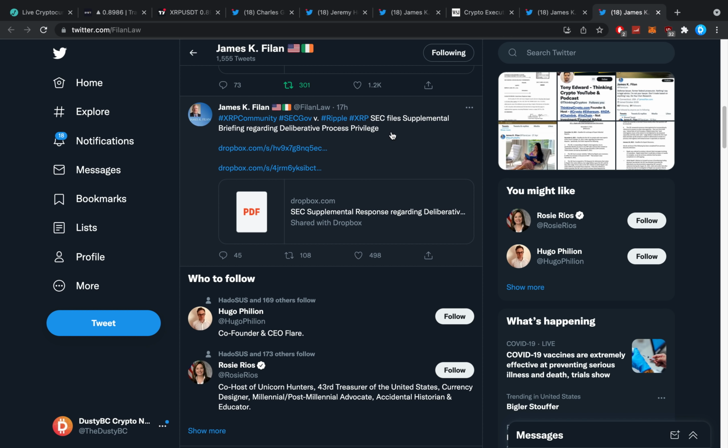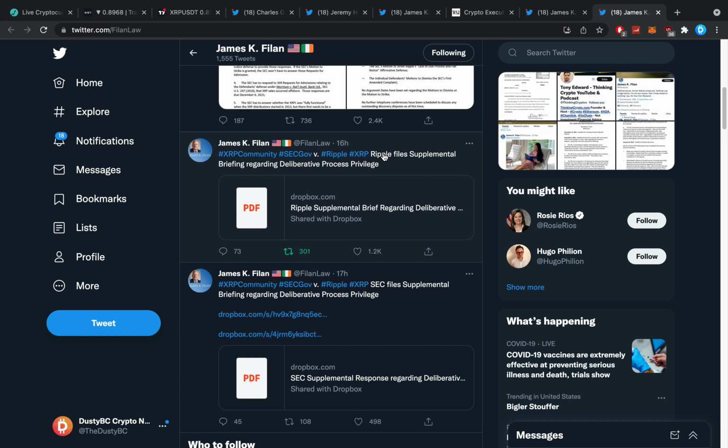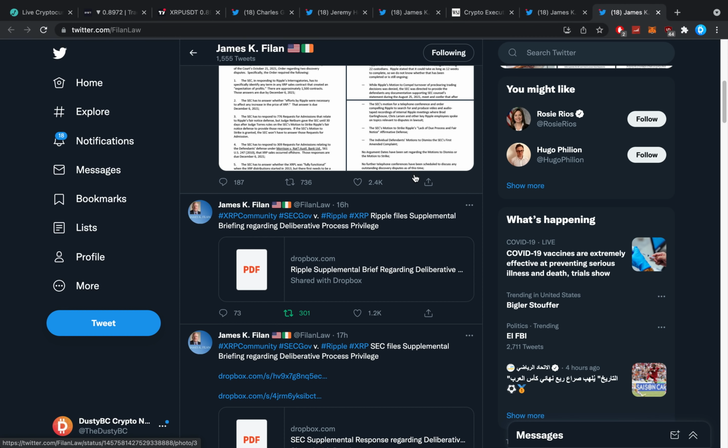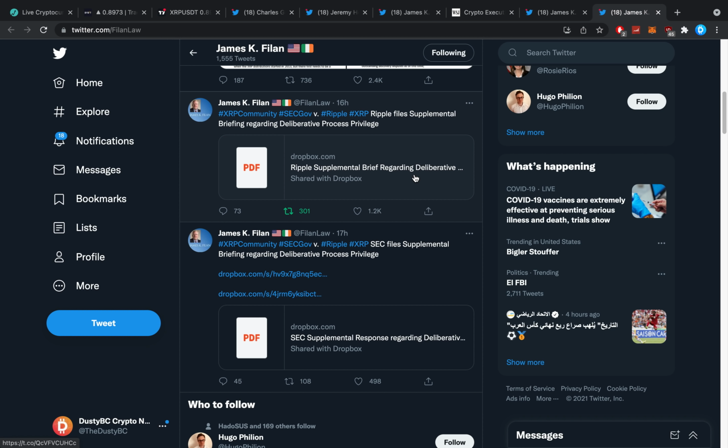Then a little bit later, he shared the SEC files a supplemental briefing regarding the deliberative process privilege. So there's two little documents. We're going to talk about that later. And then also Ripple files a supplemental briefing regarding the deliberative process privilege. And that's, again, as we've stated before, they had until the 8th of December to file this letter to talk again about how they think, honestly, that this new law that got into place affects them now and how they can back themselves up properly yet again.